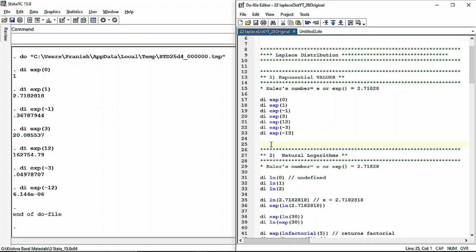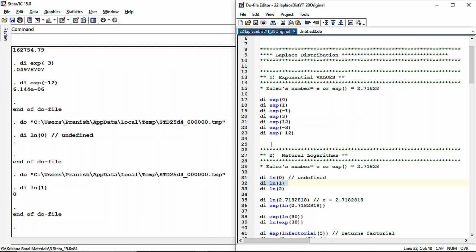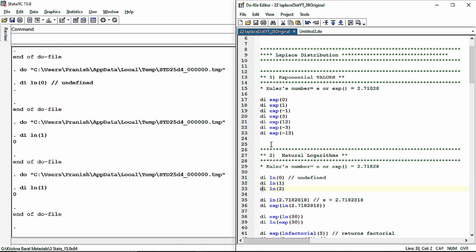Now let us see another useful function, the natural logarithm. The base of the natural logarithm is Euler's number itself. We cannot find the natural logarithm of 0; it is undefined. The natural logarithm of 1 is 0, and the natural logarithm of 2 is 0.69. The natural logarithm of Euler's number itself should be 1.